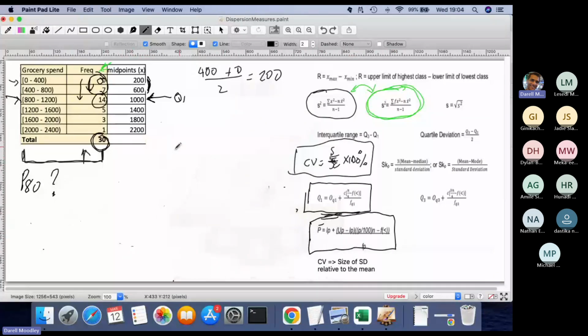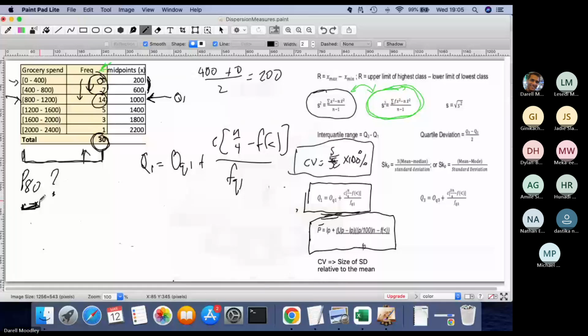Before, remember, we worked out the first quartile using this formula: Q1 equals OQ1 plus C times (N over 4 minus F of less than) all over FQ1. You can actually just change this formula for any percentile. This Q1 only means the first quartile. So what we need to do is work out where the 80th percentile would be, the 80th person. Then we use that same formula as before, 0.8 times N.